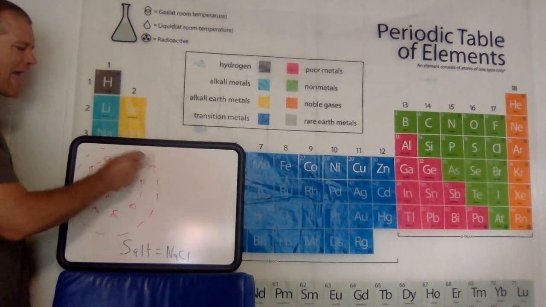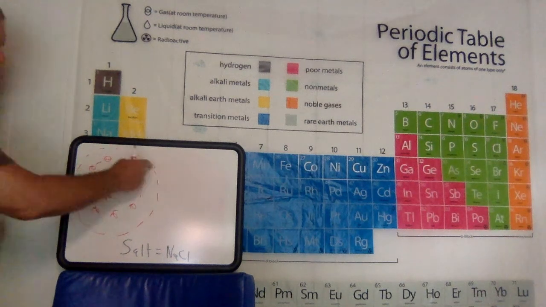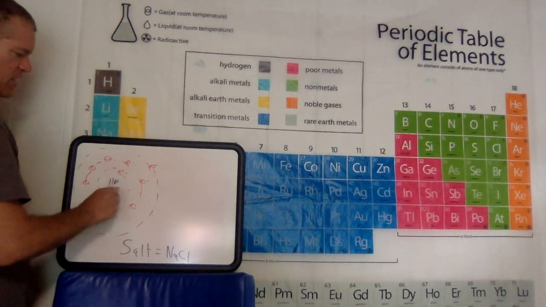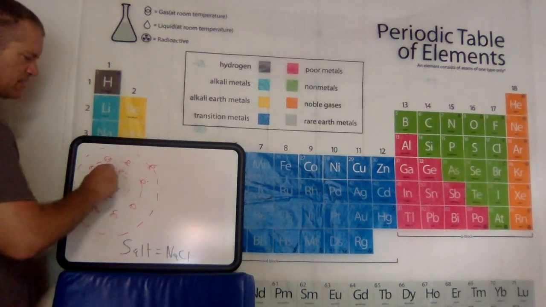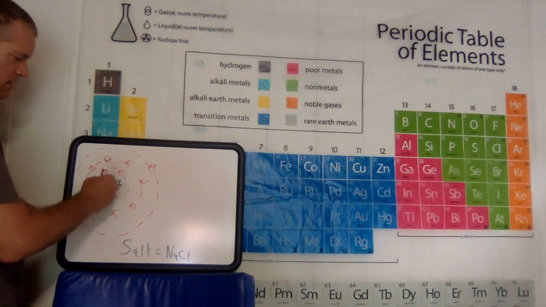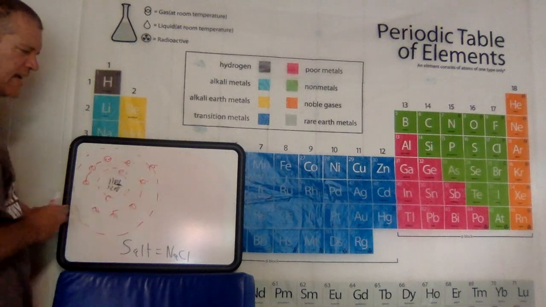How is sodium going to act? What's it going to do? It's going to try to get rid of that electron. That's a very loosely held electron. It's negatively charged. That's negative, that's negative, that's negative. It's got a negative cloud, and it's attracted to the positive down here. But it's got to go through these layers of negatives. So that's not held very tight.